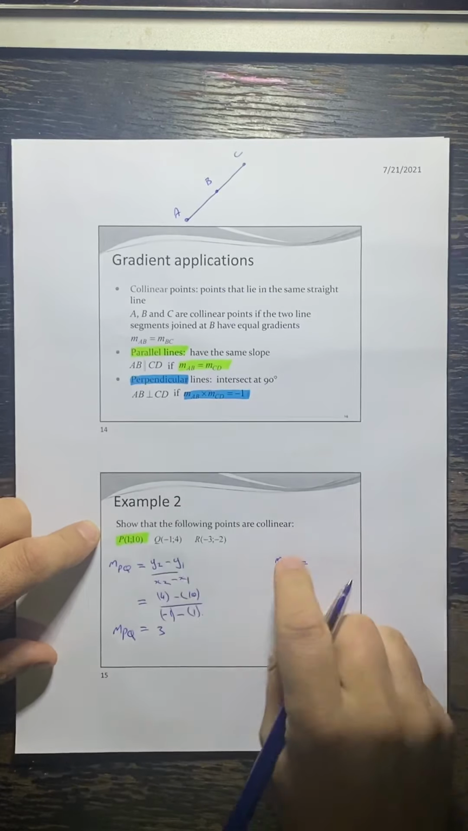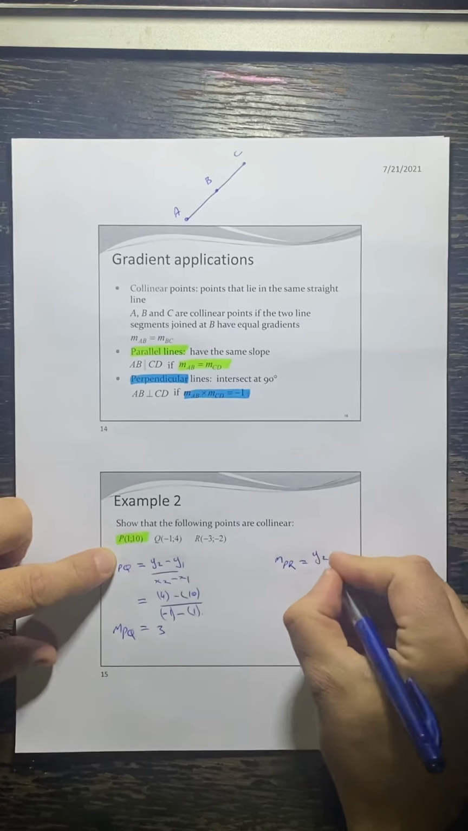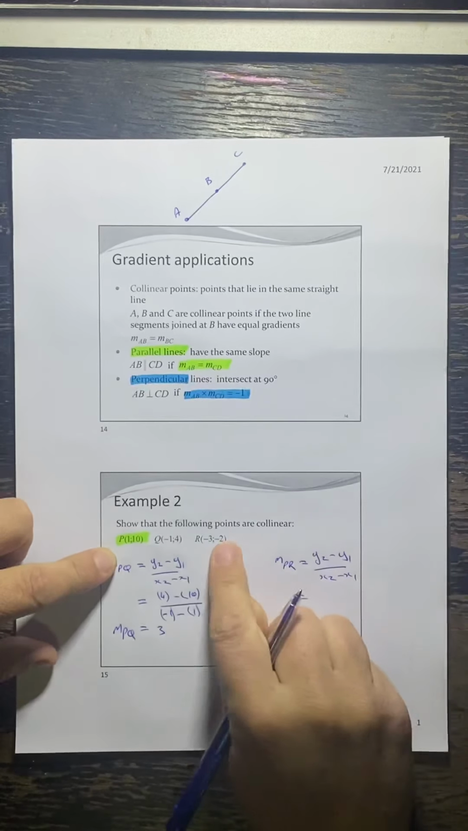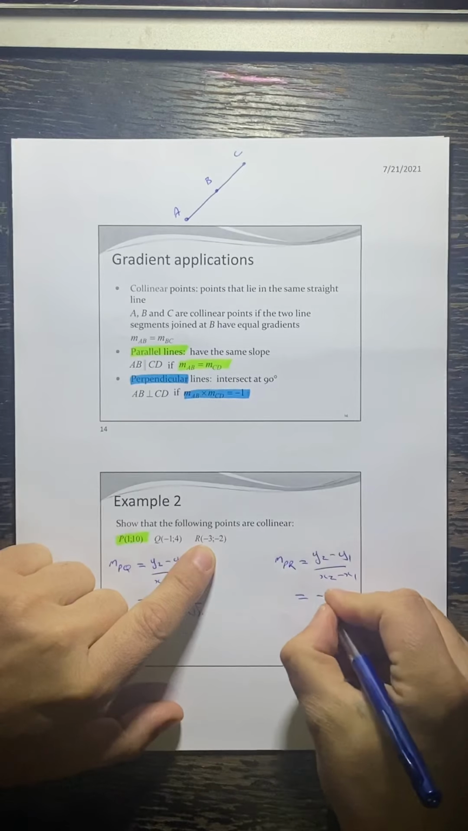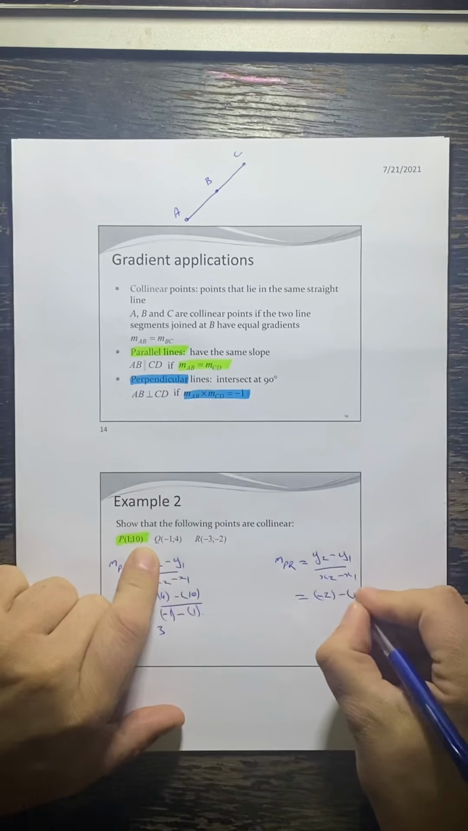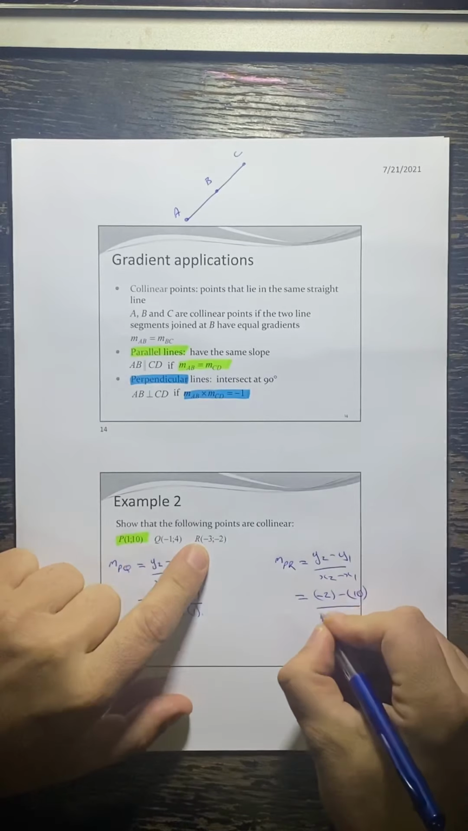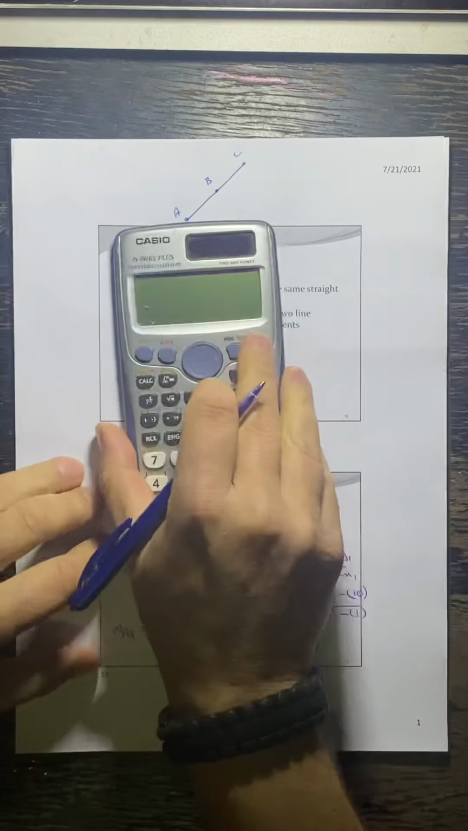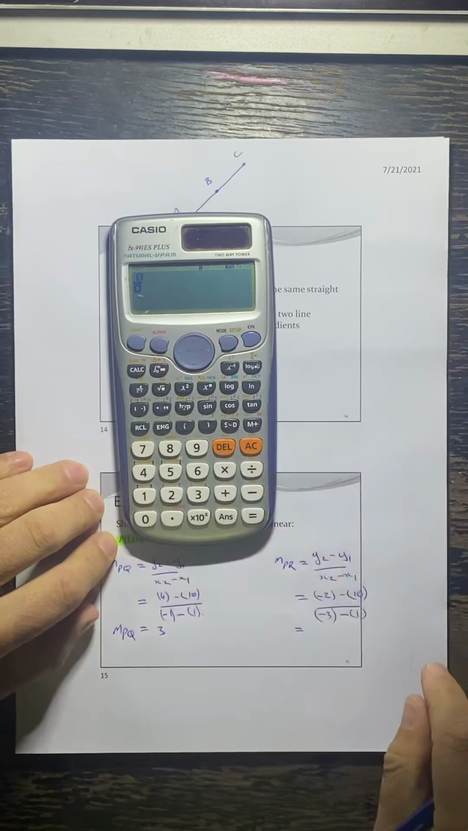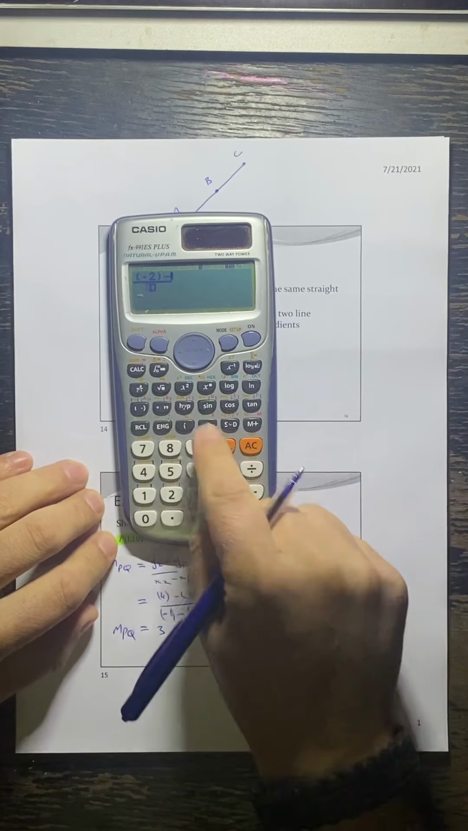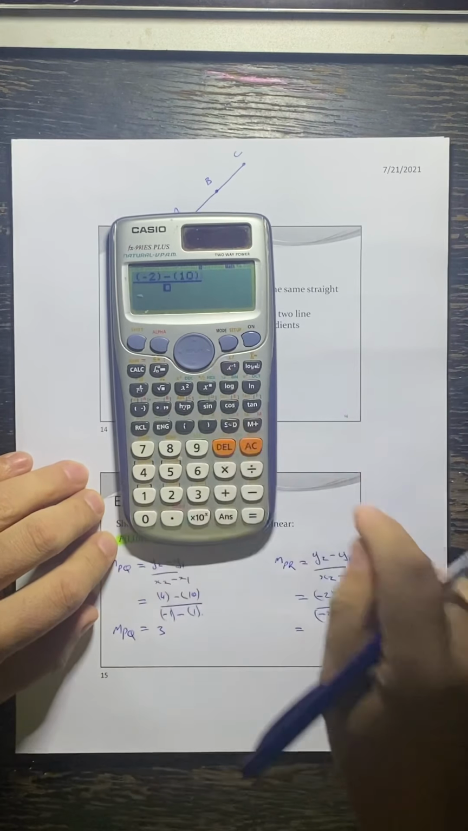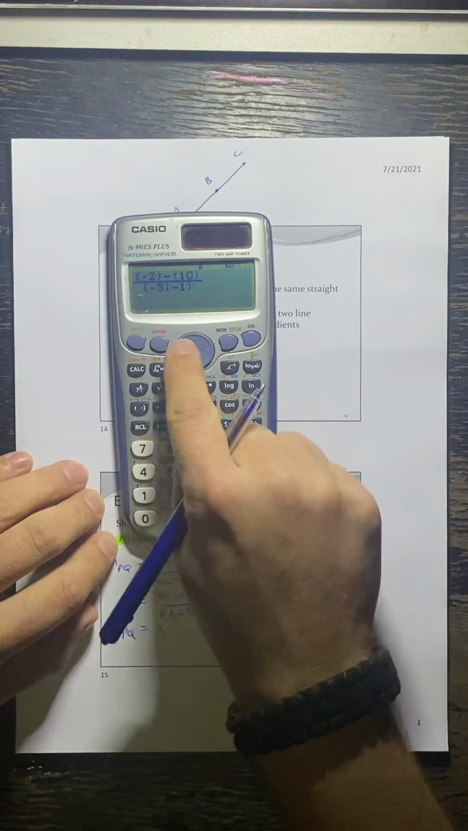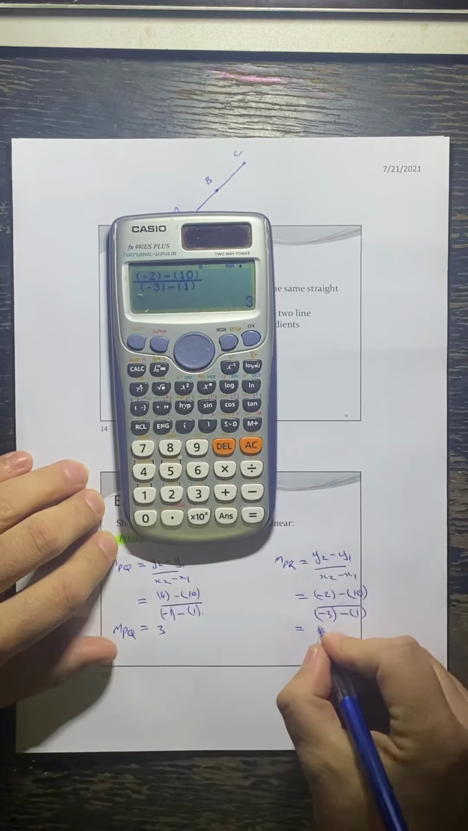Now I'm going to do the same thing for PR. So it's y2 minus y1 over x2 minus x1. So this is our second point now. So we get here minus 2 minus 10 over minus 3 minus 1. And plug that in the calculator to work out the gradient. And we get minus 2 minus 10 over minus 3 minus 1, and we get 3.